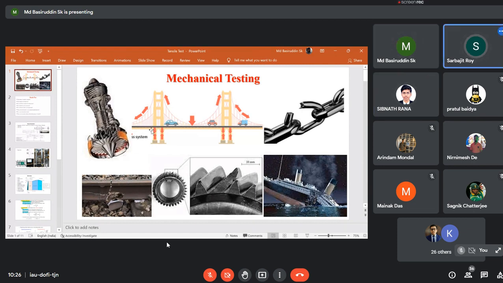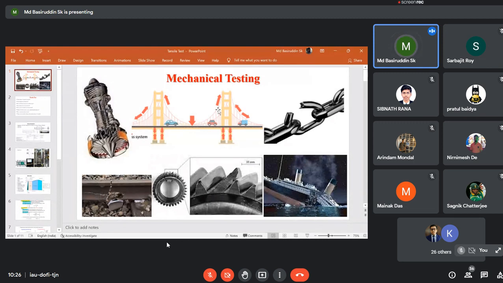Endurance test, partly you can say. What about the tensile test? Here you can say the long wire which we basically use in the construction of bridges, the suspension wire. For those particular cases, you need to go for the tensile test.